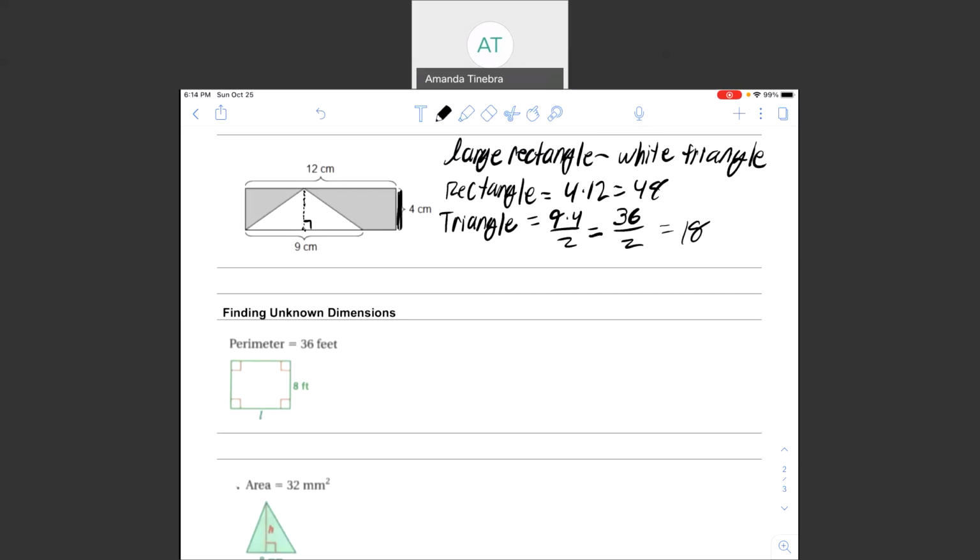So if I'm going to do the rectangle minus the triangle, well, the rectangle had an area of 48. The triangle had an area of 18. That leaves me with an area of 30 square centimeters.